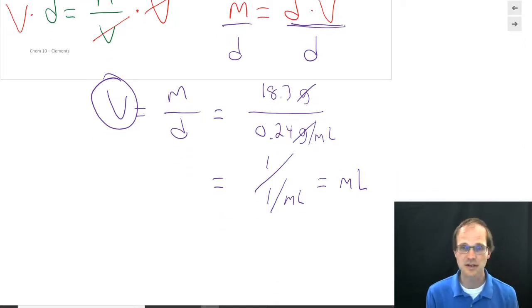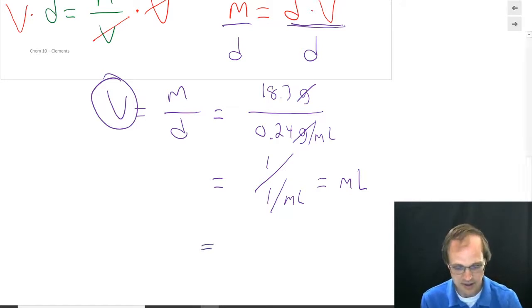That's also a good thing to double check. When you get to the end of your problem and you check what units you got, it hopefully matches the units of what you're expecting. Quite often, I see people calculating volumes and they get units of grams, or they're calculating mass and they get units of grams per milliliter. That's a density. So making sure that the units that you get are the units that you want is also a good check on your work.